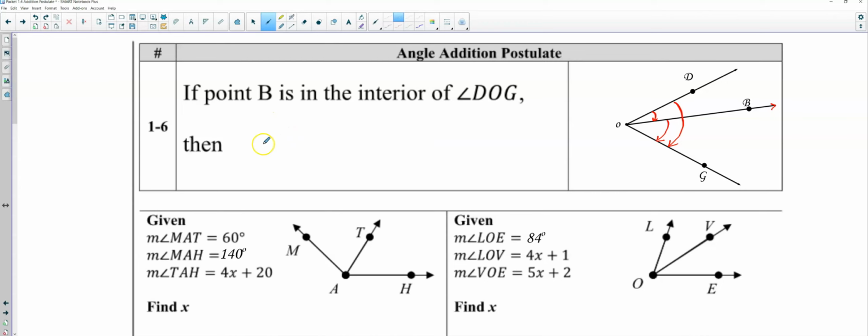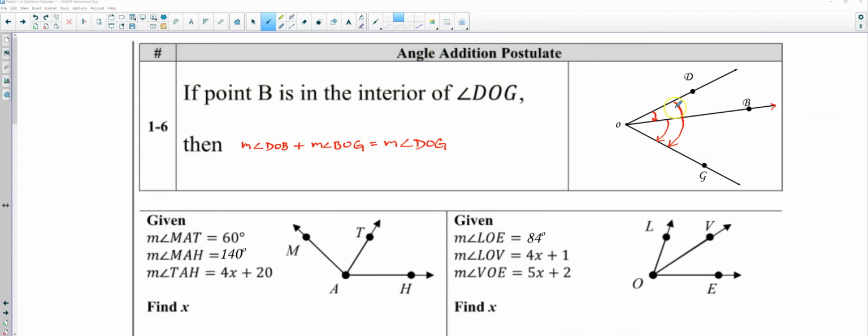Okay, so then the measurement of angle DOB plus the measurement of angle BOG is going to be equal to the measurement of angle DOG. Basically, that's all it's saying. That's all that the angle addition postulate states.